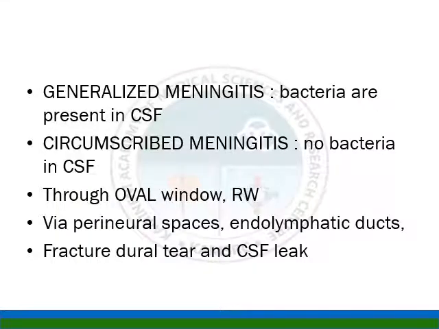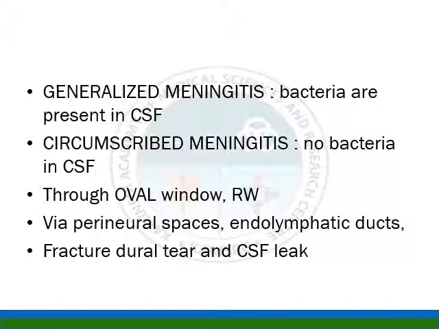You have two important types: generalized meningitis, where you can see bacteria in the cerebrospinal fluid, and circumscribed meningitis, where there is no bacteria in the CSF, but you will have all the signs and symptoms of meningitis. Clinically, you will present with meningitis.